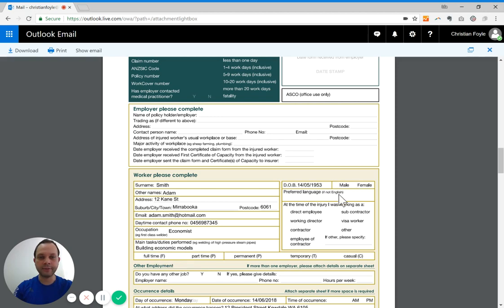You have to state whether you're male or female. You can put in your preferred language if you're not an English speaker. And at the time of the injury, you have to state whether you're a direct employee, a working director, a contractor, or other categories. If you're a contractor, then it's important to realize that not everyone's entitled to workers' compensation from a principal. So it'd be a good idea to get legal advice about your rights in relation to making a workers' compensation claim.